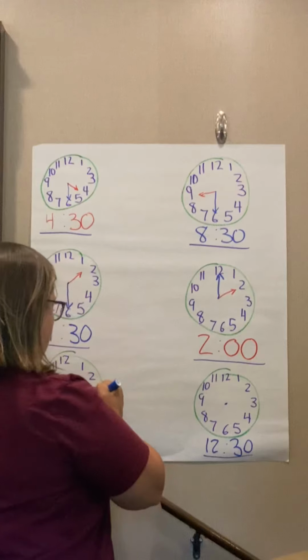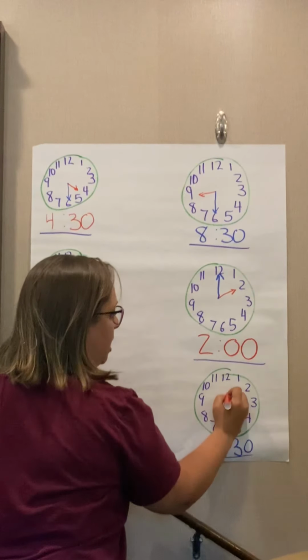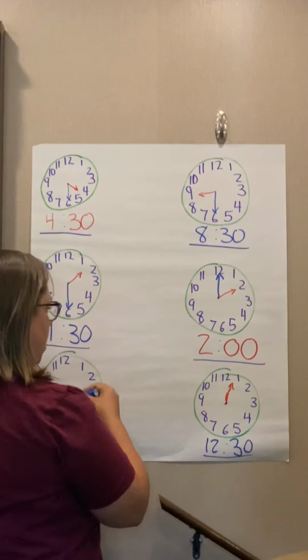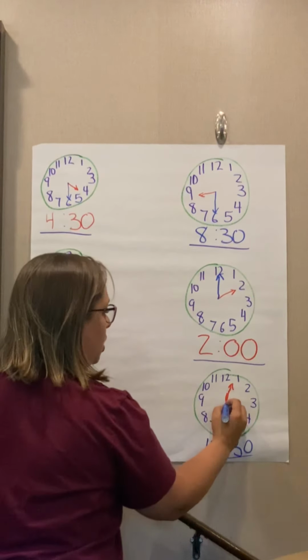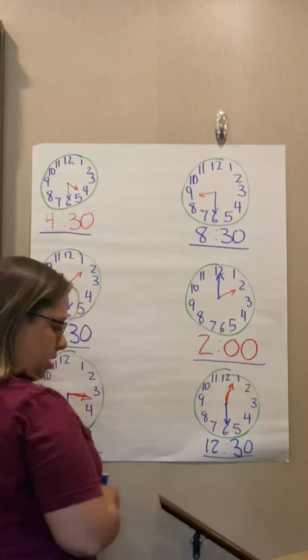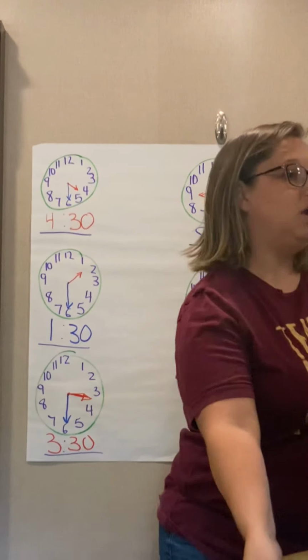So 12:30. I'm going to draw my short hand up to just past the 12, and I'm going to draw my long hand straight down to the 6. Good job.